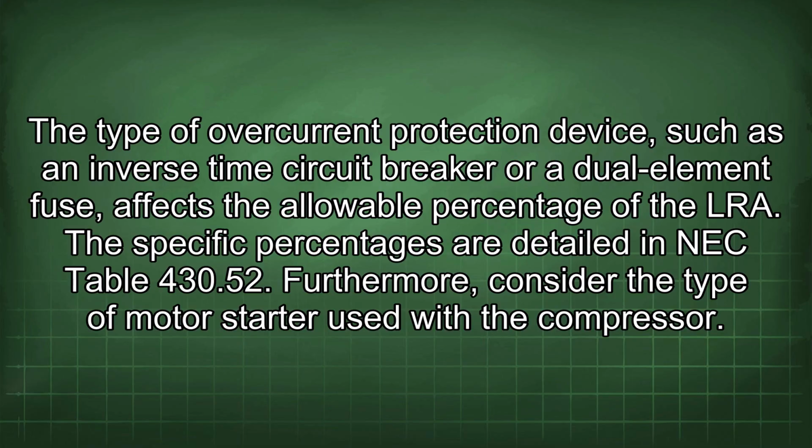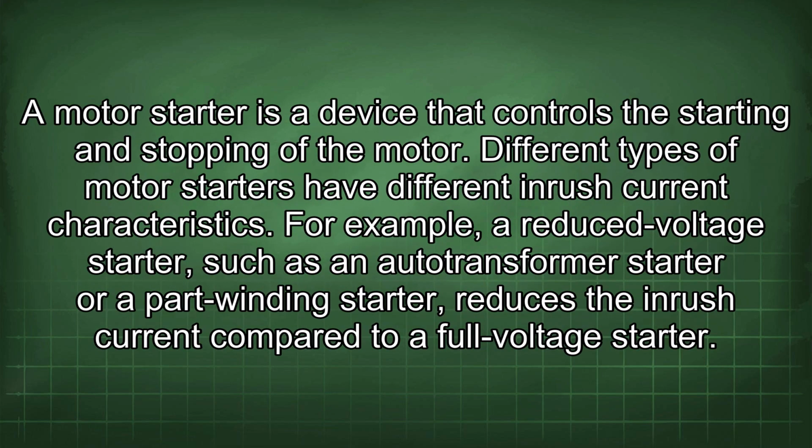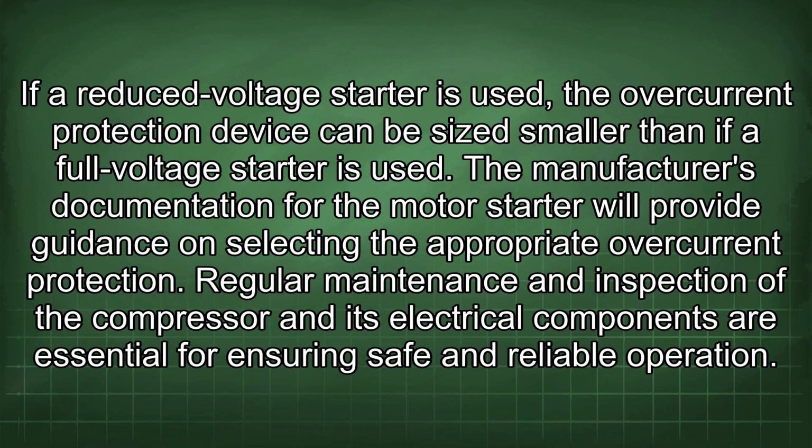Furthermore, consider the type of motor starter used with the compressor. A motor starter is a device that controls the starting and stopping of the motor. Different types of motor starters have different inrush current characteristics. For example, a reduced voltage starter, such as an autotransformer starter or a part winding starter, reduces the inrush current compared to a full voltage starter. If a reduced voltage starter is used, the overcurrent protection device can be sized smaller than if a full voltage starter is used. The manufacturer's documentation for the motor starter will provide guidance on selecting the appropriate overcurrent protection.